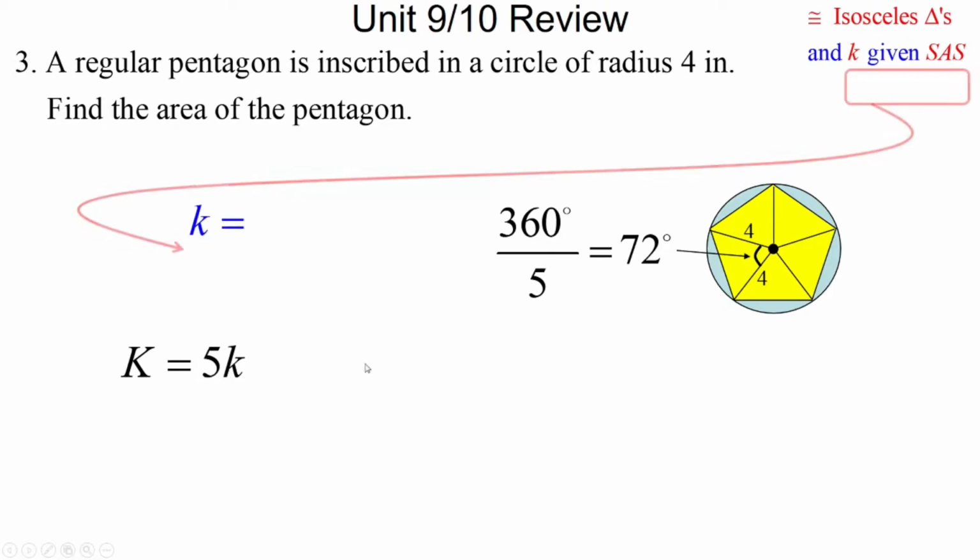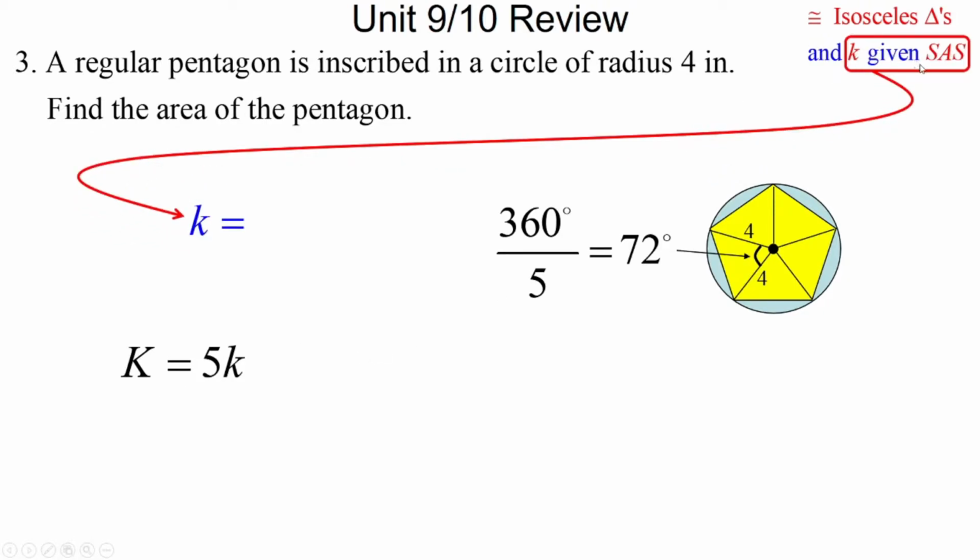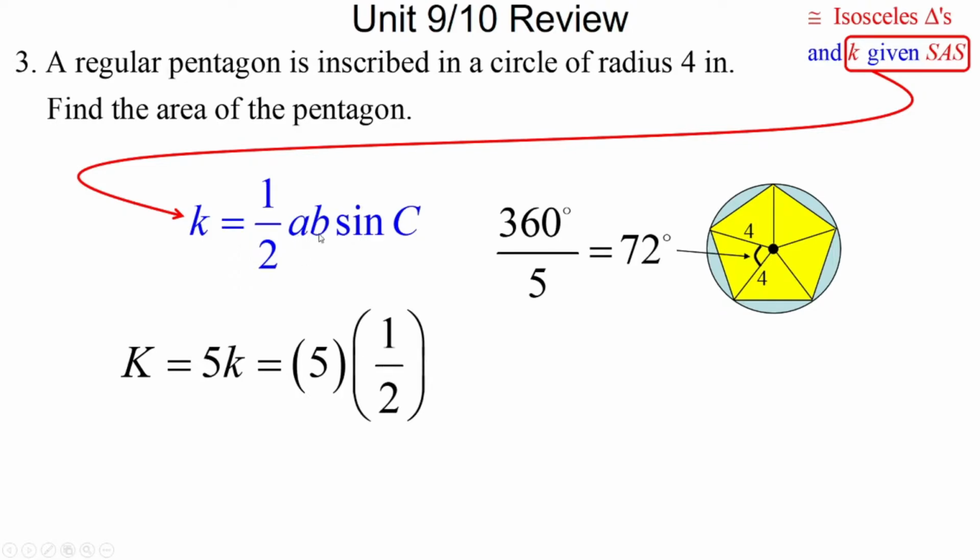And now we're simply using our area of a triangle when we have side angle side. And that, of course, is your general formula, 1/2 AB sine of, and sine of what? Your included angle C right there. So let's go 5 times 1/2, and my A and B are these 4s, so I could go 4 times 4 or 4 squared or 16, whatever you want to do. I did a 16 there. And then sine of that included angle, which we discovered was 72 degrees.